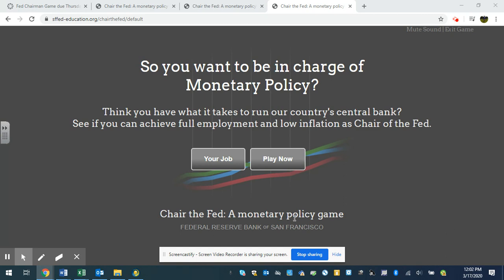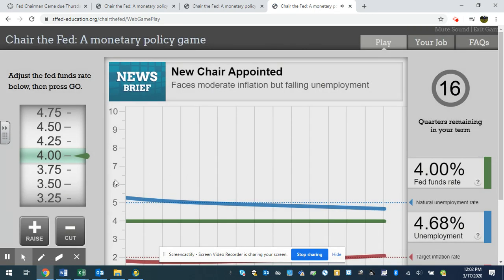But remember that as you play the game, if inflation is getting high, you want to raise interest rates. If unemployment is going up, you want to lower interest rates. So let me show you how to play. Click on the play now. And this page comes up.